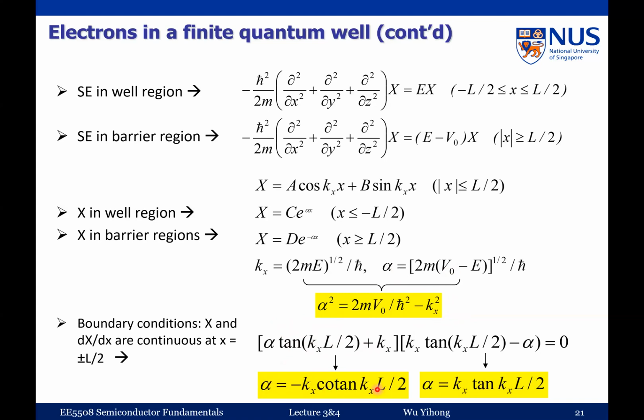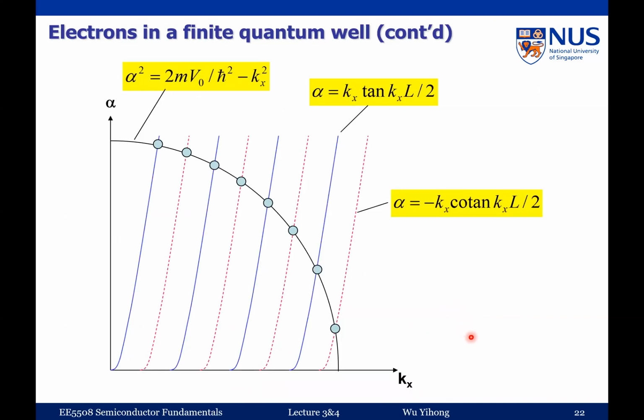One you can obtain from this one, and the other one you can obtain from here, since both have two variables, alpha and kx. And then similarly, we can combine this one with this one, and we have another set of solutions by solving these two equations graphically. So again, alpha as a function of kx, right? So now this is what we have. You can see that alpha is a function of kx, okay?